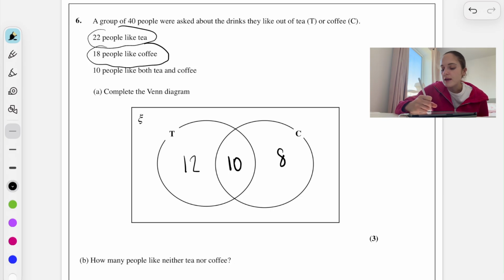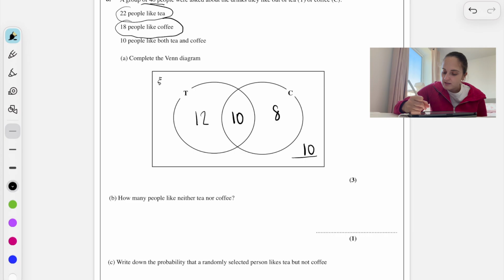So in other words, how many people are on the outside. So we're going to add up everything that's in the circle. So 12 plus 10 plus 8, so that's going to be 30. And we have 40 people, so that must mean 10 people didn't like either tea or coffee. So it says how many people like neither tea or coffee? The answer to that is 10.